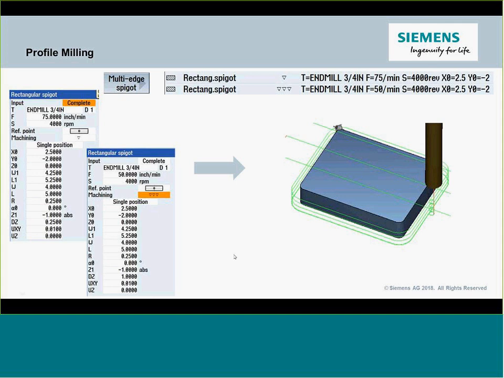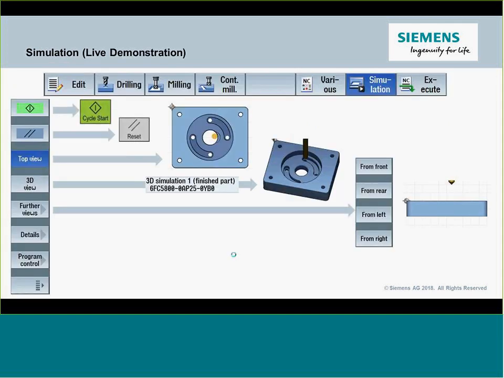Once we've added those, we're going to get a chance to use our simulator function. The simulation is going to bring up a 3D model and allow me to see a tool moving around in space. Now, looking at the vertical soft keys that get launched once you hit the simulation button, the upper right-hand corner is going to be cycle start and reset.